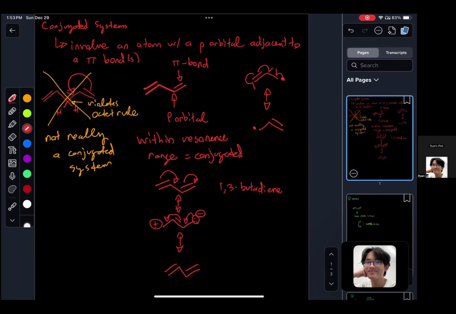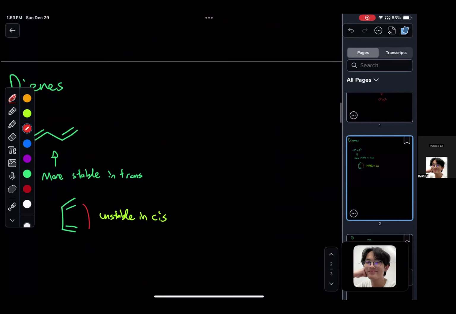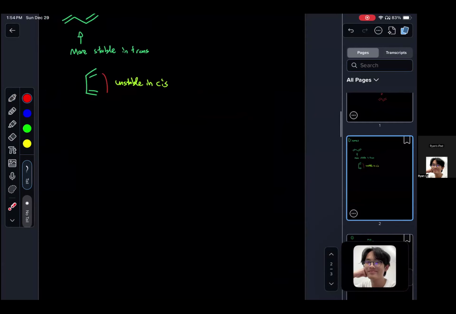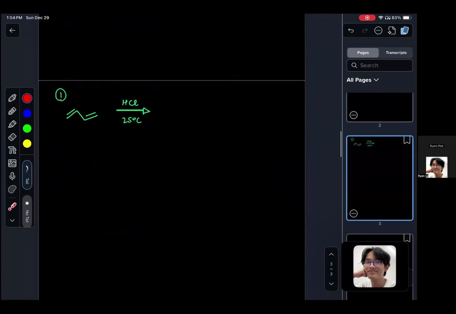So we're going to be doing some reactions with these conjugated systems. First and foremost, starting off with dienes. So dienes, the 1,3-butadiene, is mainly probably the default template for the type of reactions we're going to be doing. You can often find them in trans conformations, so it's going to be like this. Why? Because if you have it in the cis conformation, it's unstable.